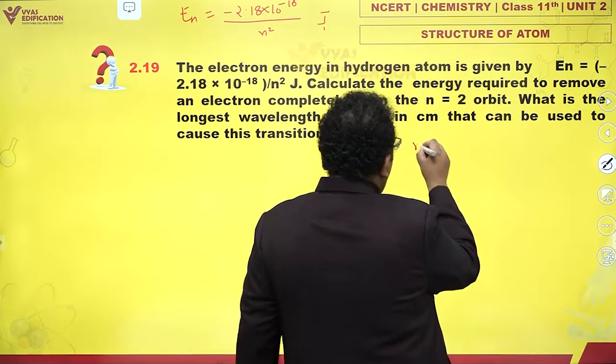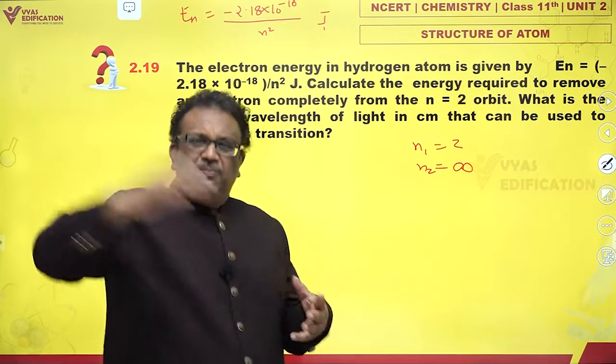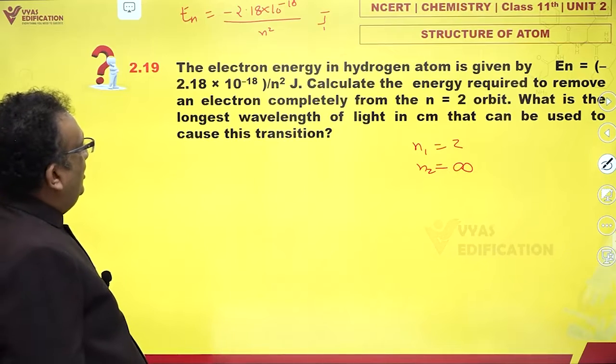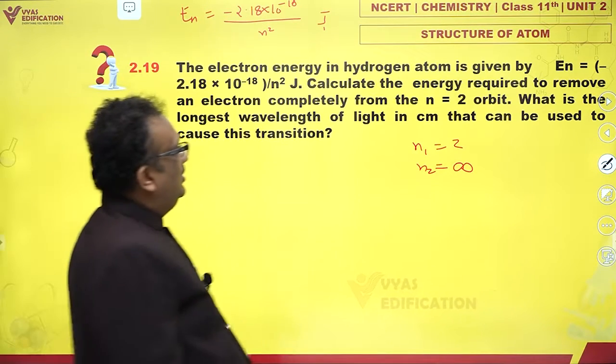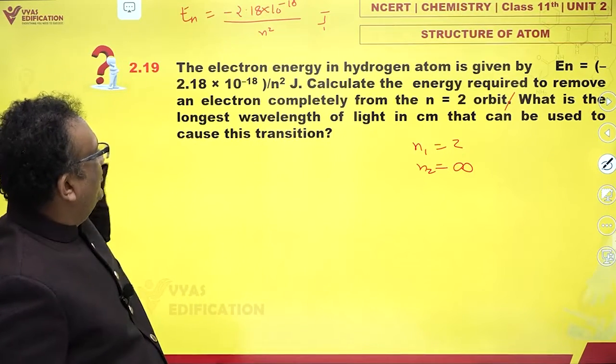So from 2, you are finally moving it to infinity. That is complete removal. You are moving it to infinity. Okay, that is the first part. And then what is the longest wavelength, and so on. We will see it later. First, let us solve the first part.